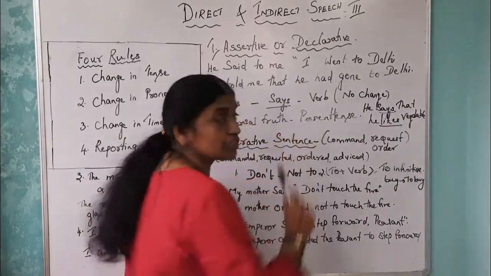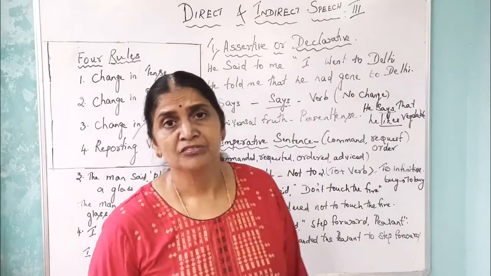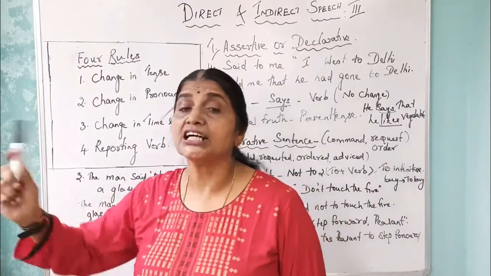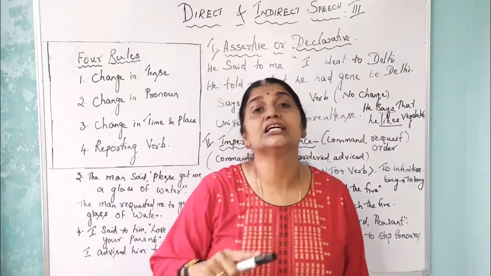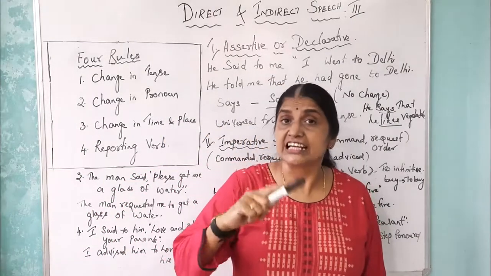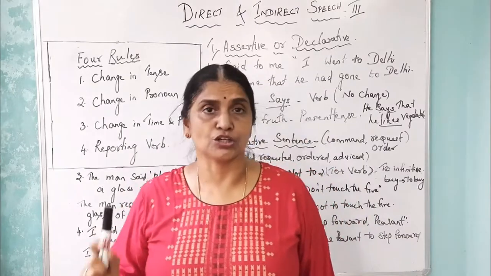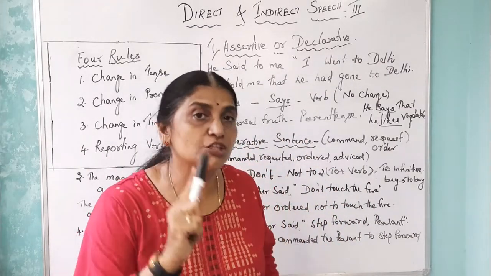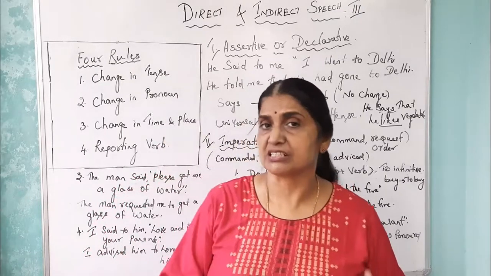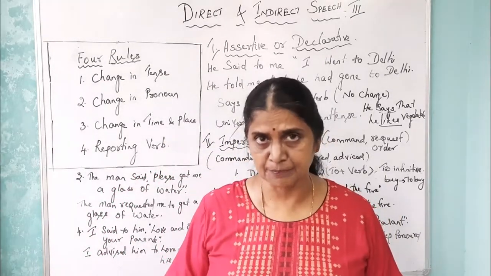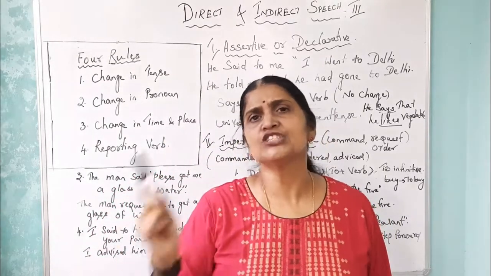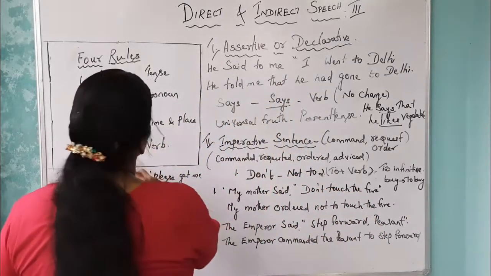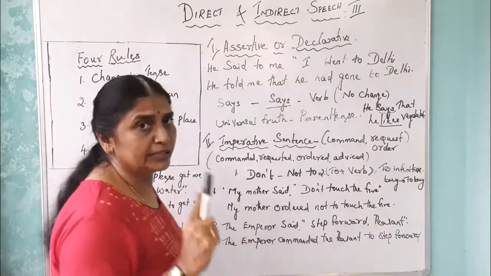Suppose you get universal truth. That also I explained. That is Ravi said the earth is round. So Ravi said that the earth is round. So you should not change the verb because it is a universal truth. It should be presented only in the present tense. Universal truth, always you have to put it in present tense. So these two with regard to reporting verb I explained in my last video.